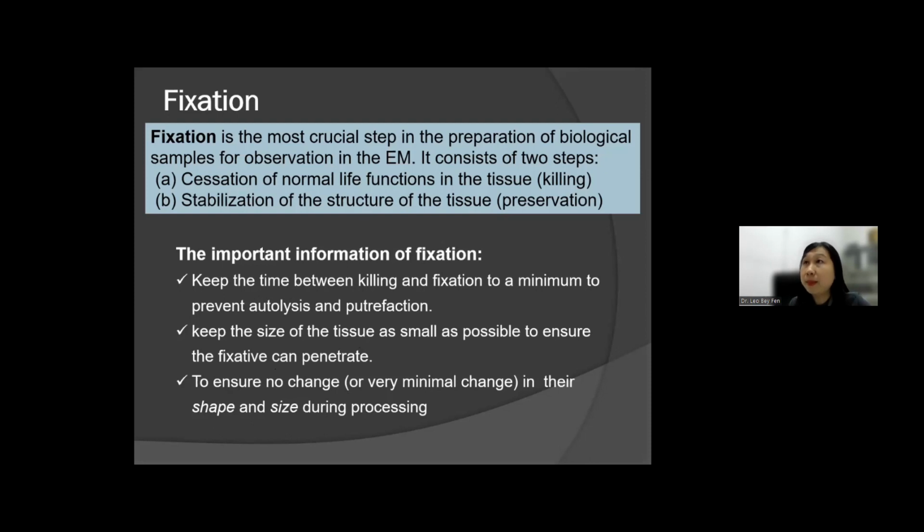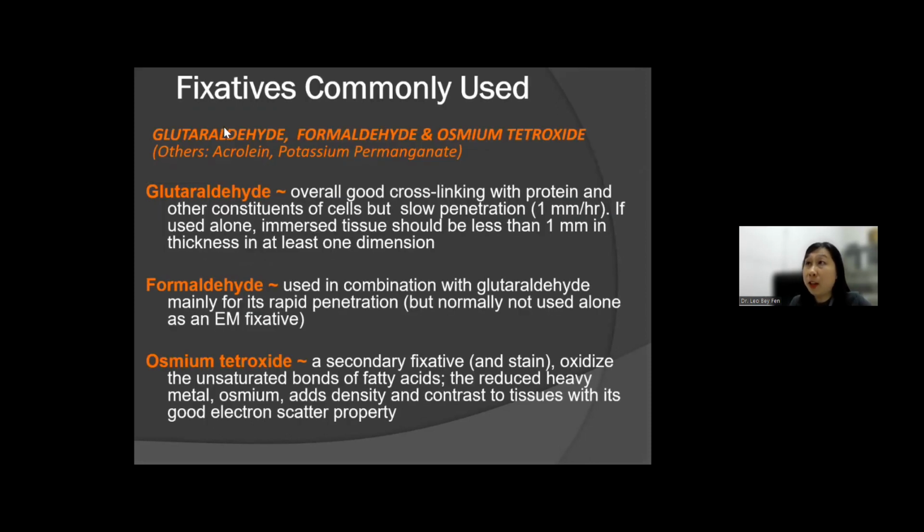For fixation, normally in our lab we use glutaraldehyde, but some labs also use formaldehyde. Osmium tetroxide is a secondary fixative that can oxidize the unsaturated bonds of fatty acids. The reduced heavy metal, the osmium, adds density and gives contrast to the tissues, so that we have better contrast for the ultrastructure of the samples.